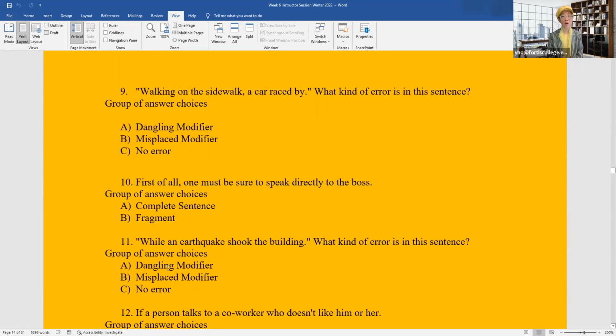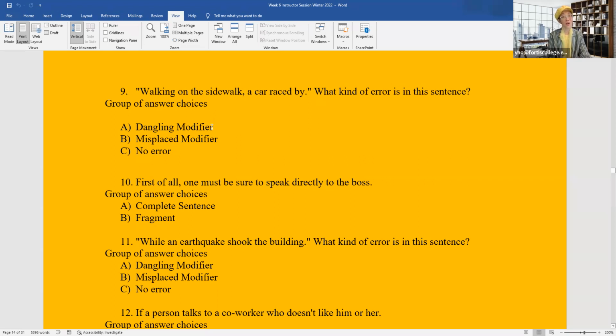Walking on the sidewalk, a car raced by. What kind of error is in this sentence? And so here, you're missing the subject. Who was walking on the sidewalk when the car raced by? So it should be while I was walking on the sidewalk. So when you have a missing subject, then that is a dangling modifier. I'll say that again. When you're missing a subject, that means it's a dangling modifier because you leave the modifier dangling.